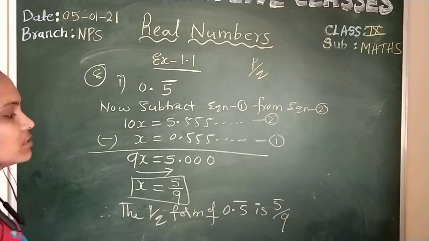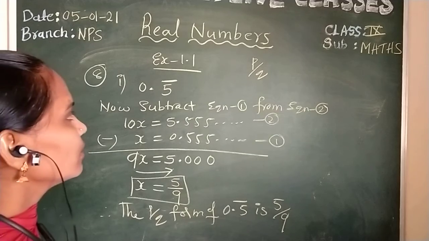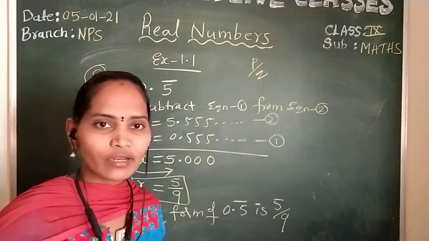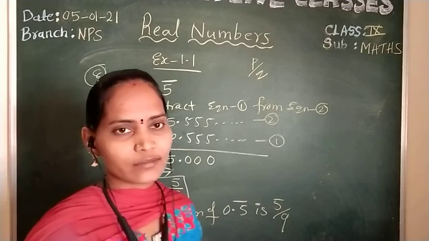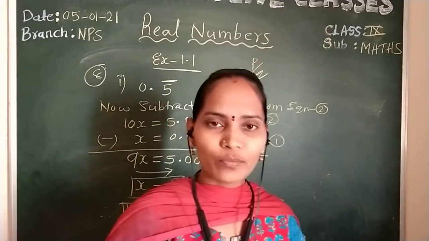Like this we can solve, and we should write the P by Q form of the given non-terminating decimal. Okay. Thank you. I hope you understood.